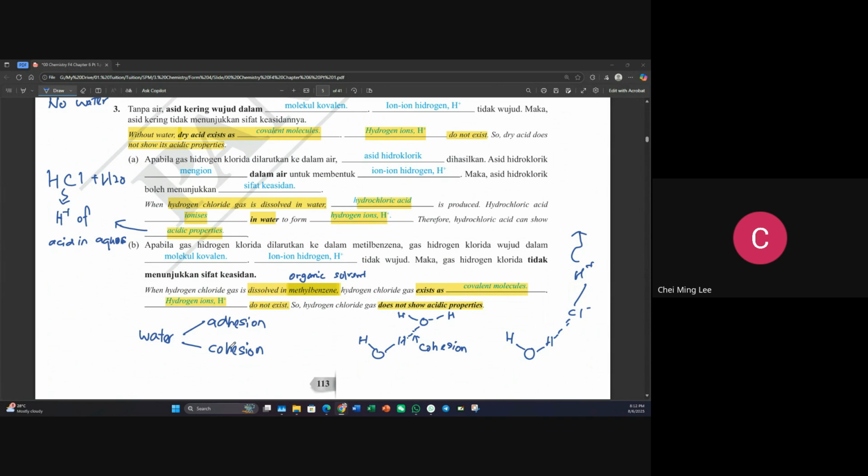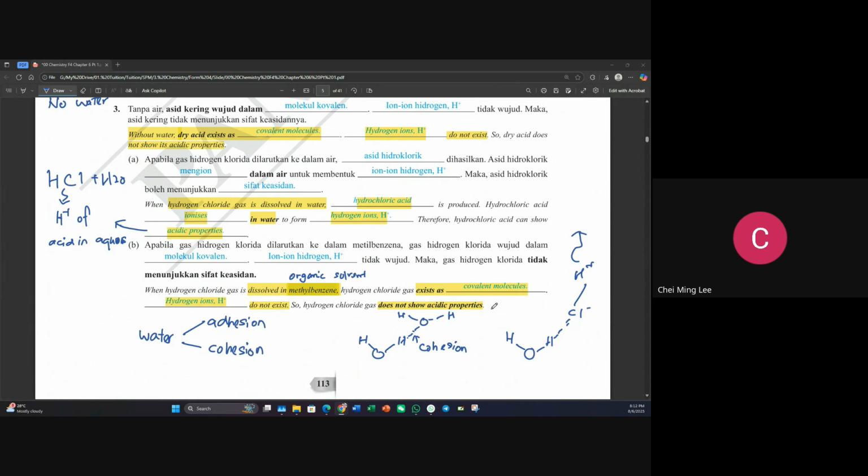Yeah, the adhesion and cohesion forces, like this one, are the cohesion. Because of this cohesion, it breaks up. Oh sorry, this one I drew wrongly. It is actually the other way around, attached to this hydrogen. So the hydrogen later on will break. This is why it does not show acidic properties in what we call the organic solvent.